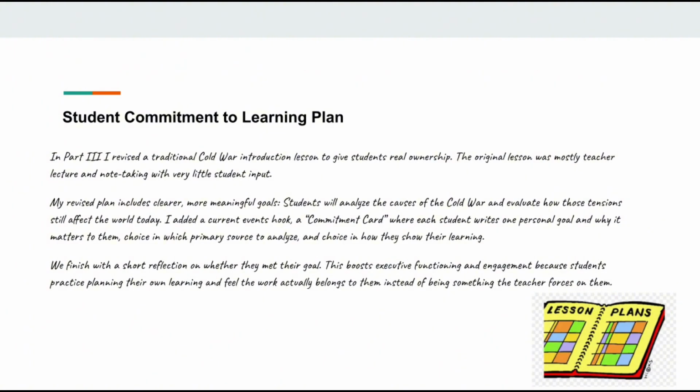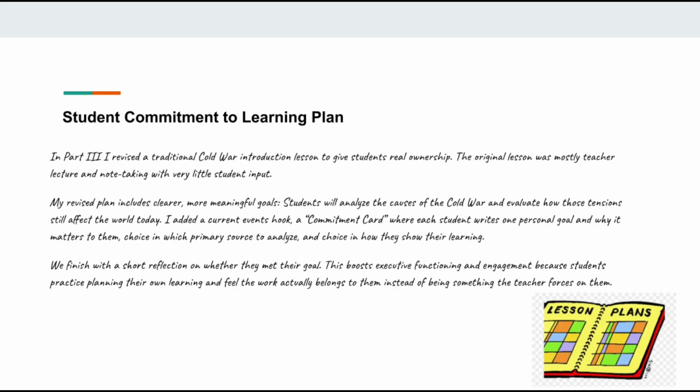Next, we have the student commitment to learning plan. So in part 3, I revised a traditional Cold War introduction lesson to give students real ownership. The original lesson was mostly teacher lecture and note-taking with very little student input. So my revised plan includes clearer and more meaningful goals, so students will analyze the causes of the Cold War and evaluate those tensions and how they still affect the world today.